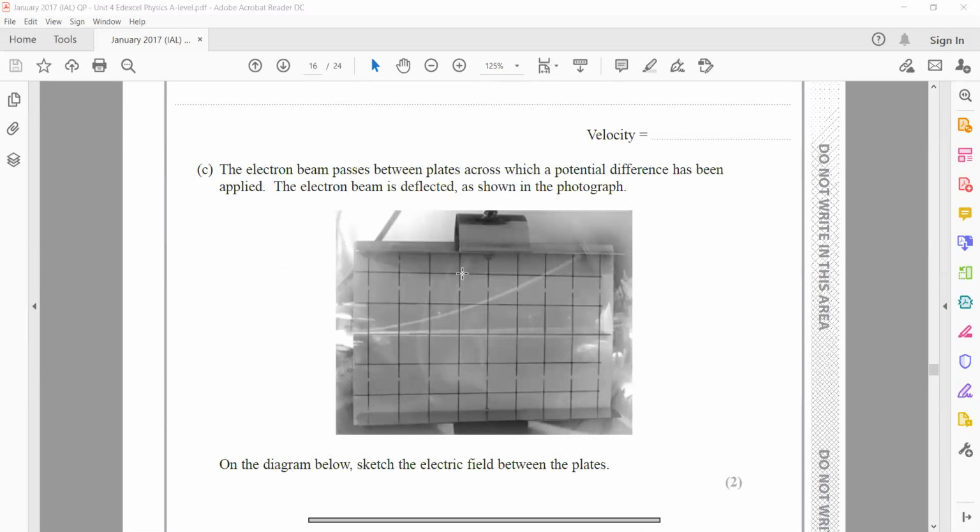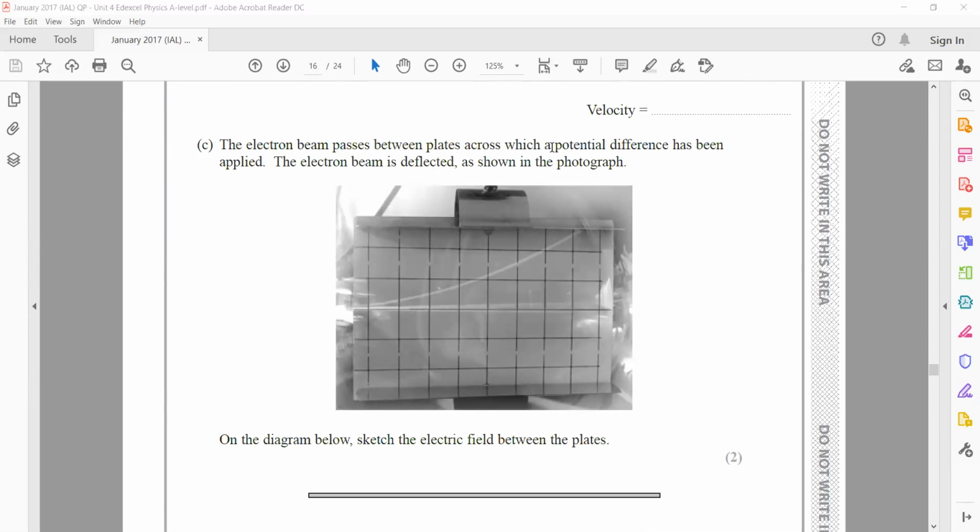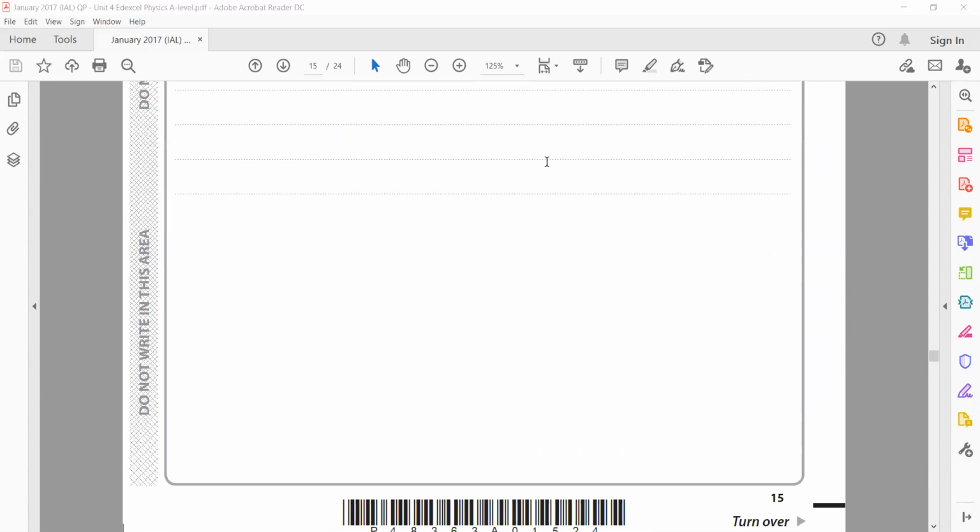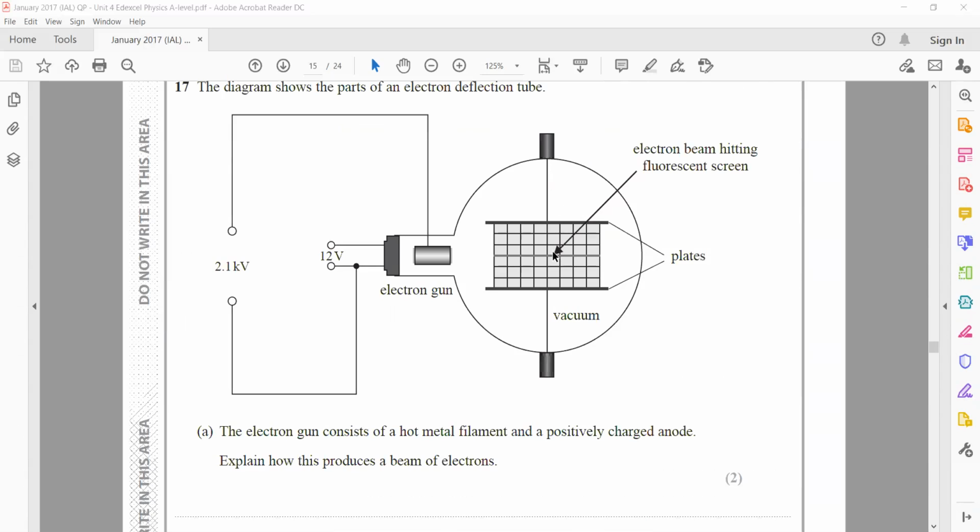Now, the electron beam passes between the two electrodes. The potential has been applied, meaning we apply the voltage to these plates. So what we observe: if the top side is positive, the electron will go up. If the downside is positive, the electron will go down. In the beginning, there is no potential, so the electron was moving in a straight line.